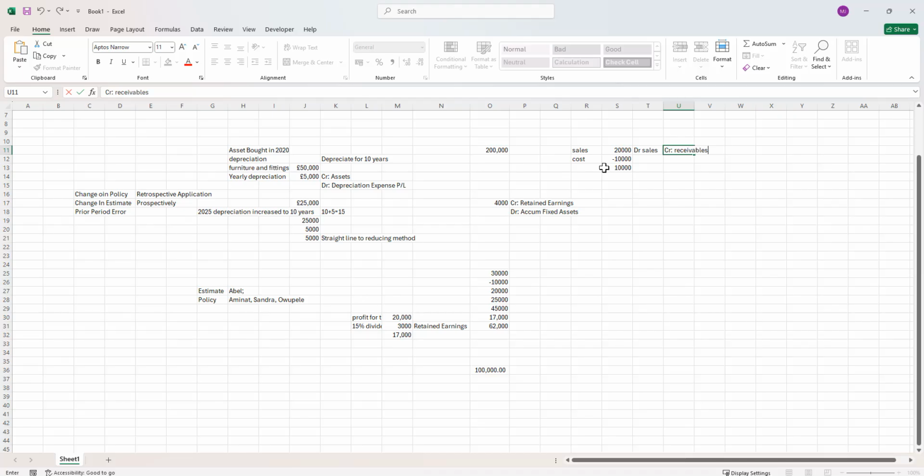So you credit receivables. Don't forget that when you sold the goods, you credited sales and debited receivables, right? That's what you did when you sold the goods. Receivables is a balance sheet item, so it will always remain there. You have no problem with that. So your receivables remain your receivables, and you're just going to reverse that transaction back.